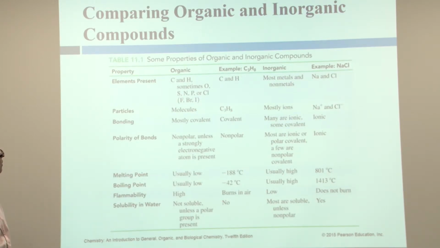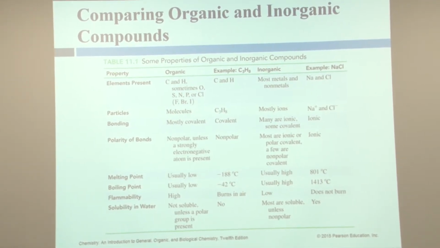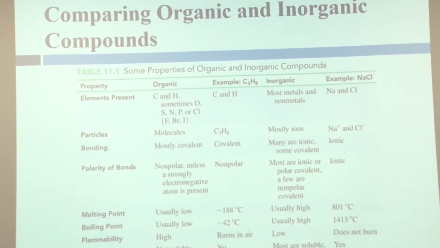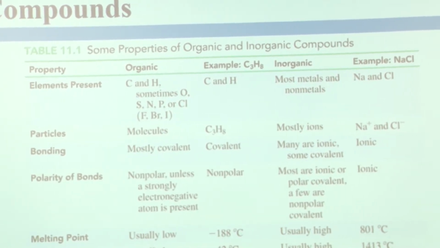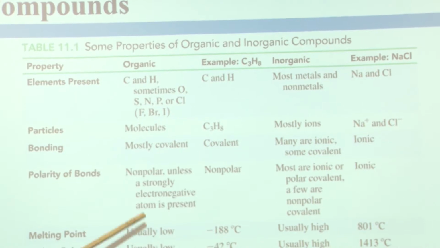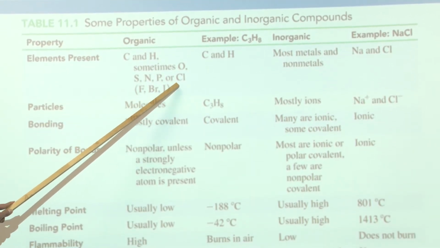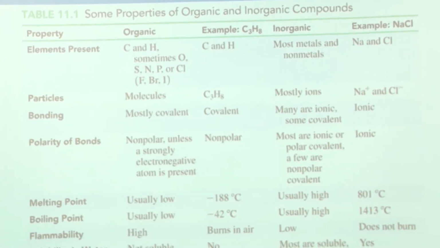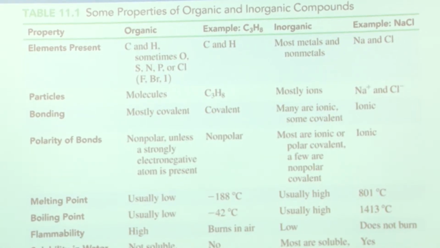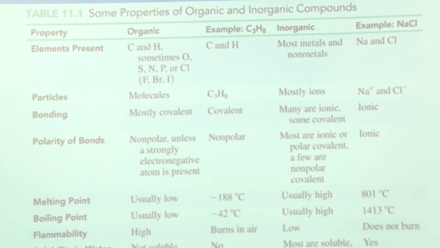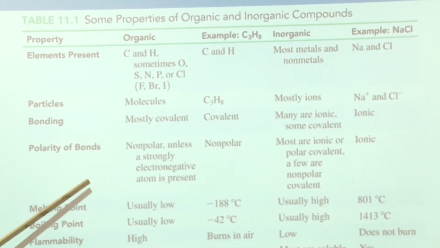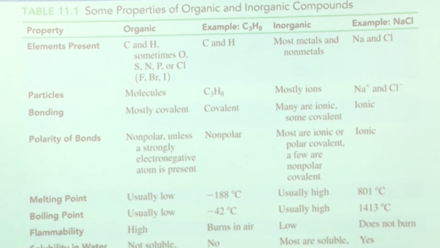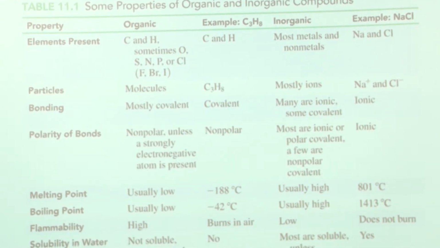So there is a table that compares the properties of organic and inorganic compounds. Like we said, the elements present in organic compounds are carbon, hydrogen, sometimes oxygen, sulfur, nitrogen, phosphorus, chlorine, and other halogens. These are group 7A elements. Inorganic compounds mostly are made up of metals and nonmetals. This is Table 11.1, also in your book. The bonding in organic compounds is mostly covalent. In inorganic compounds it is mostly ionic.